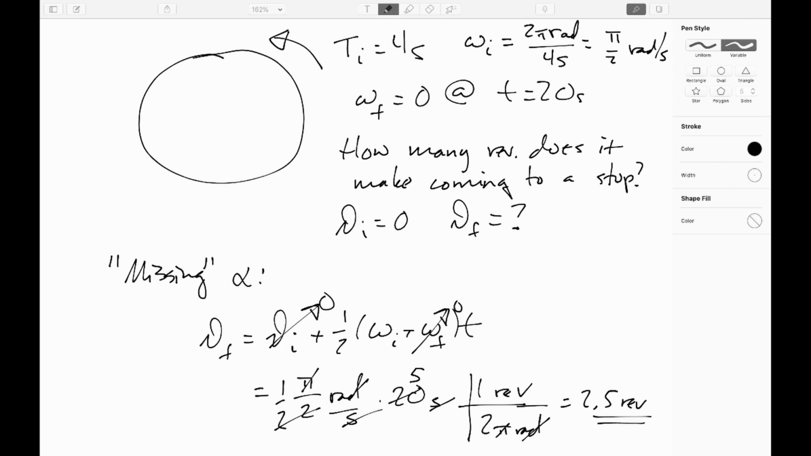Okay, in the next video we will be introducing Newton's second law applied to rotations and develop the concept of moment of inertia. Have a good one.